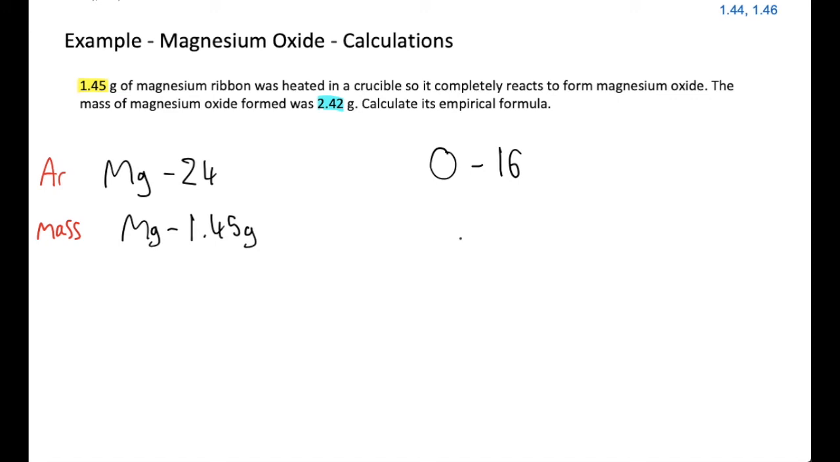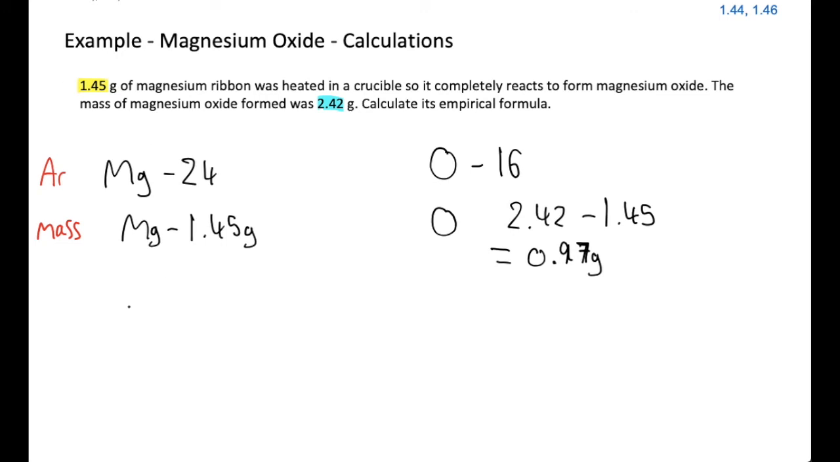For oxygen, what I said just now was that the increase in mass between the two values was a result of oxygen reacting and combining with the magnesium. So the extra mass that we get at the end of the experiment is from oxygen. And so simply what we do is subtract the first value from the second one. So 2.42 minus 1.45 will give us a value in grams of 0.97. This is the mass of oxygen in our magnesium oxide. We now have everything we need.